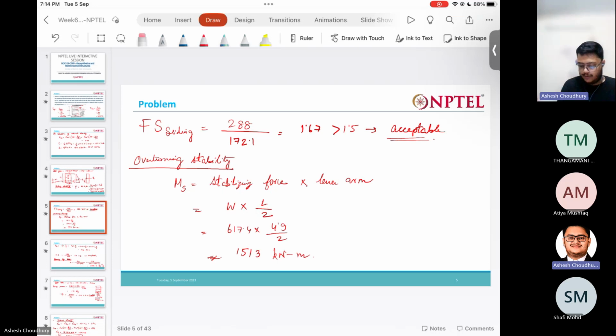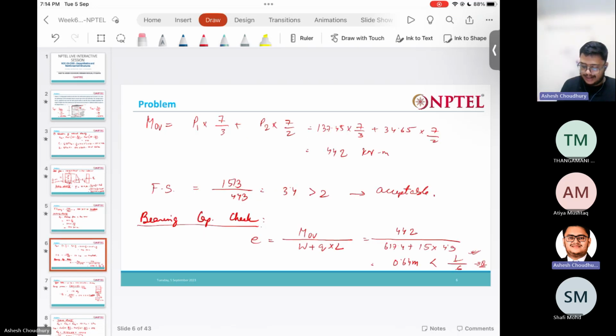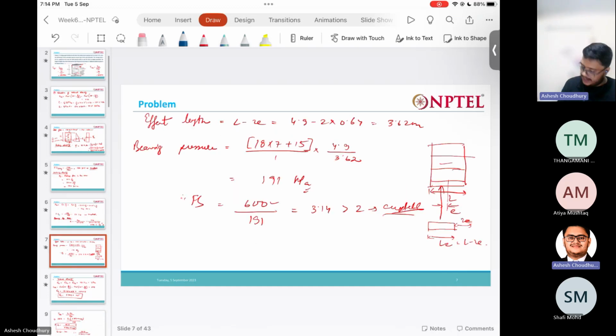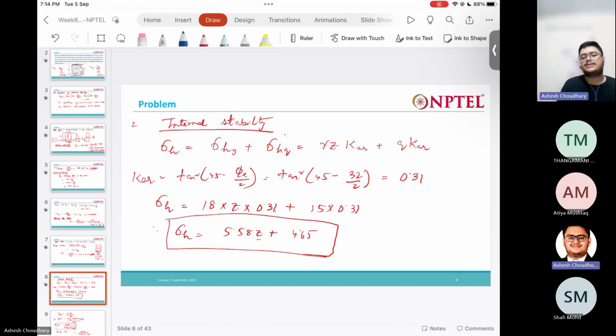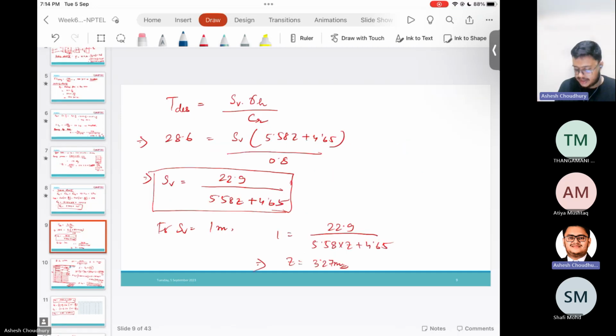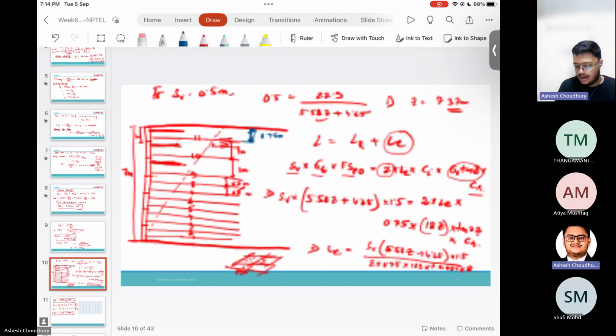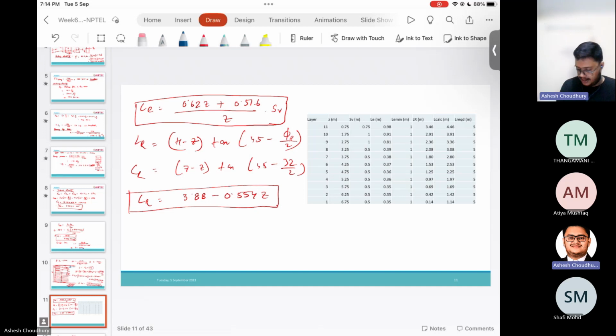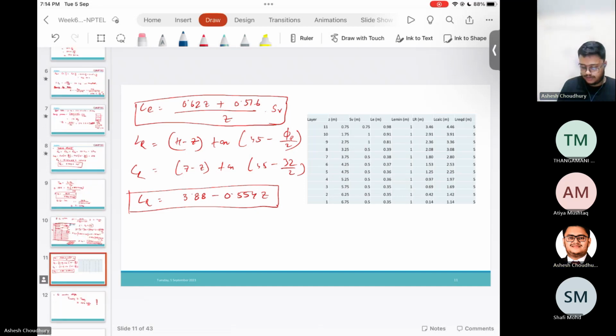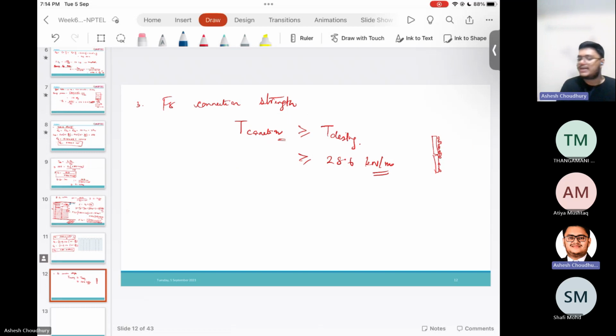Then we determined the factor of safety in overturning, right? Then we determined the factor of safety in bearing. After that, we did the internal stability analysis. In that, we checked and set the spacing, and also we determined the embedment length, right? Embedment length is the total length, right? And at the last, we commented on the connection strength that we should have, right? So with this, we completed our design.